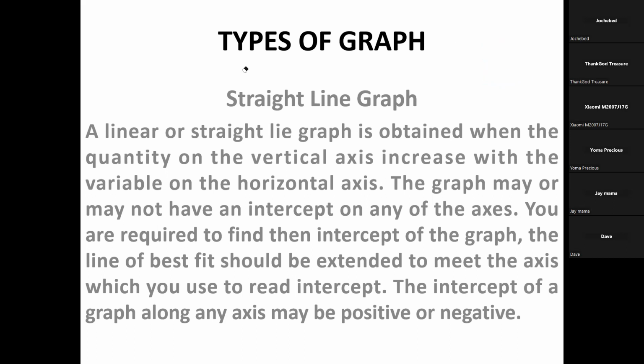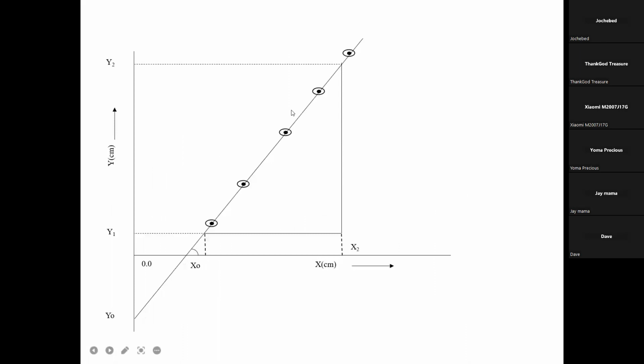So going to the next part of our slide. Okay, this is a linear graph. This is an example of a linear graph. This is a straight line graph, or we'll call it a linear graph. The y-axis increases with an increasing x-axis. As the vertical axis increases, the x-axis also increases.